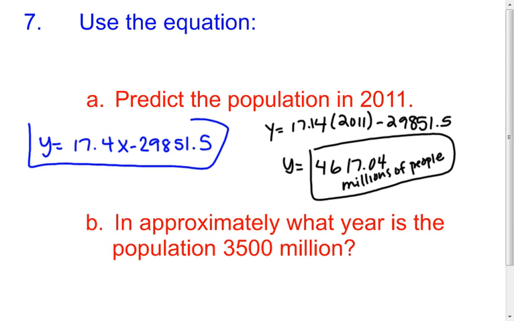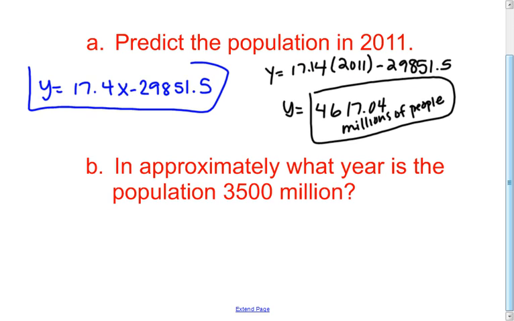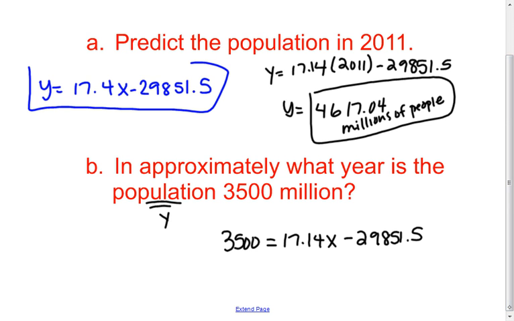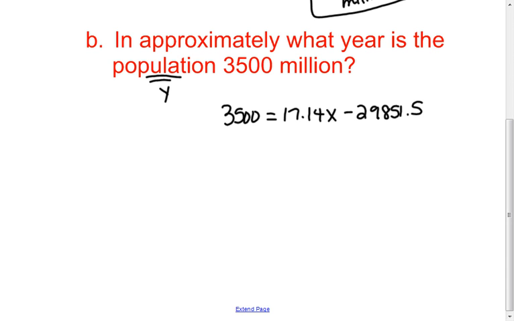Next, in approximately what year is the population 3,500 million people? Okay, so population is what I put along the y-axis. So in this case, I would put 3,500 million in for y. And I would have 3,500 million equals 17.14x minus 29,851.5. Okay, so all I did was put that 3,500 in for y into my equation.